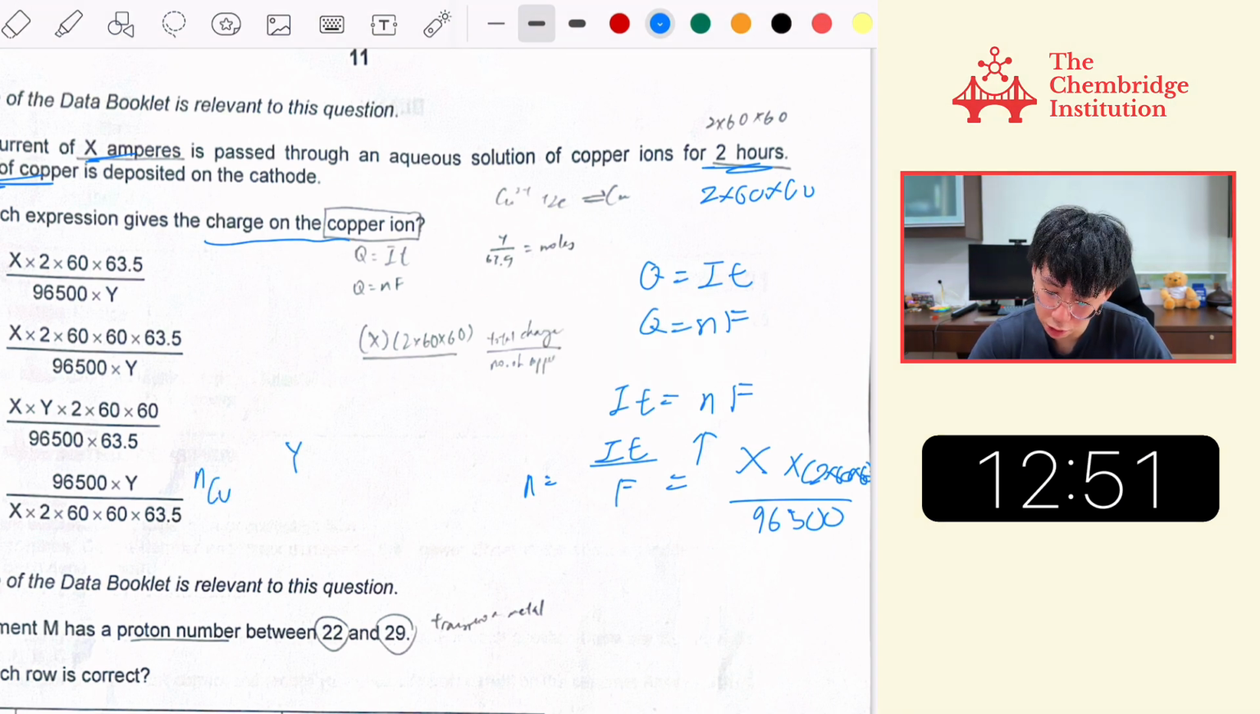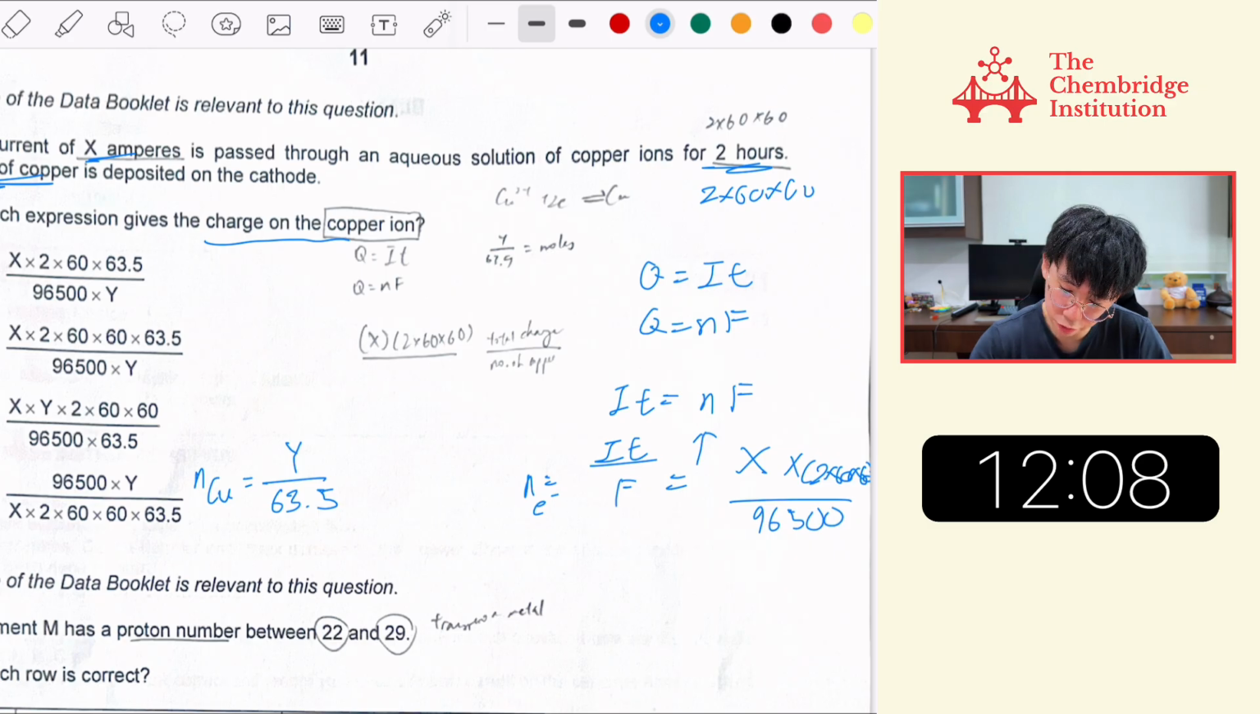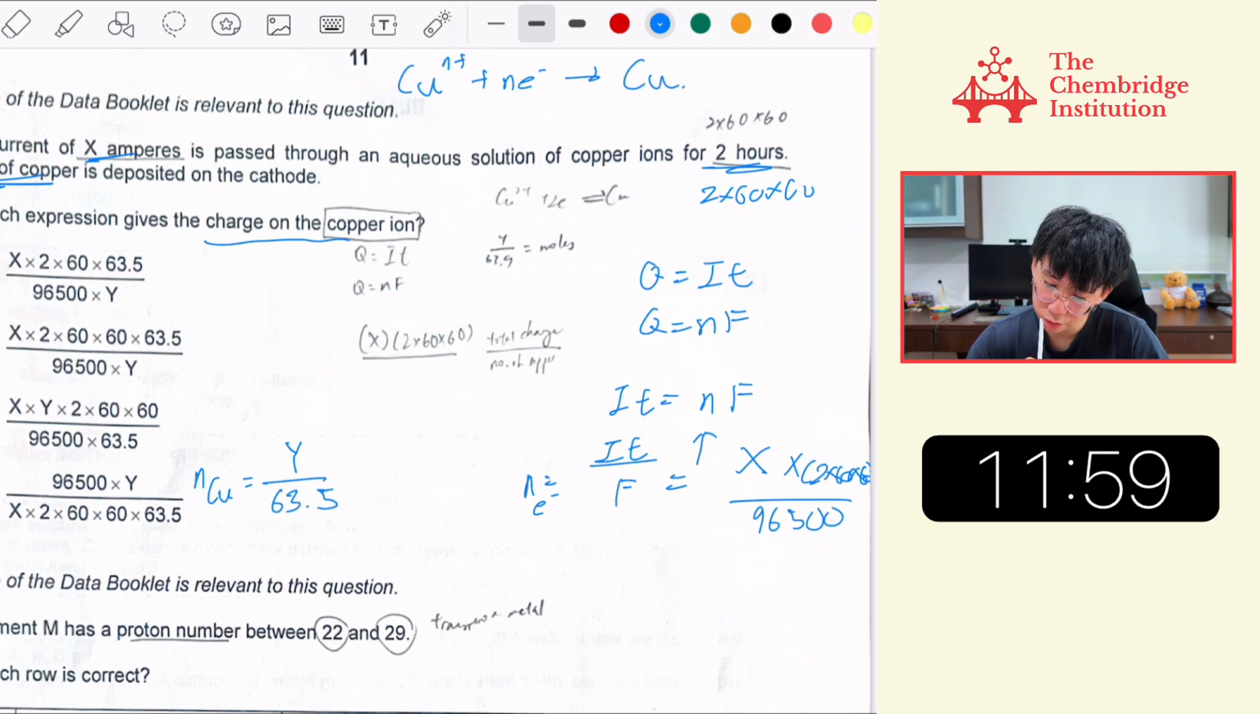The number of moles of copper is just Y over the molar mass, which is 63.5. So it's Y over 63.5, because Cu^n+ plus ne- gives Cu, right? If you find the number of moles of copper here, and then the number of moles of electrons here, then you can find n, which is just the ratio.